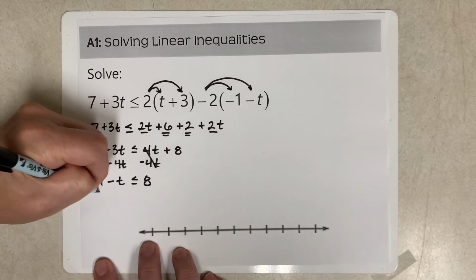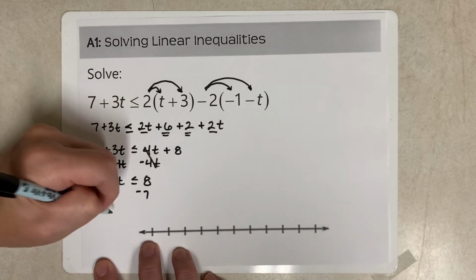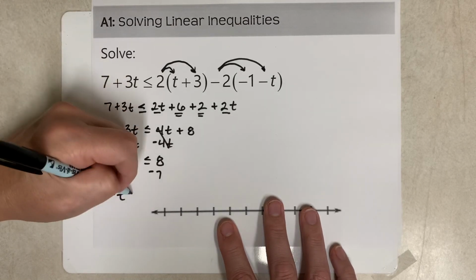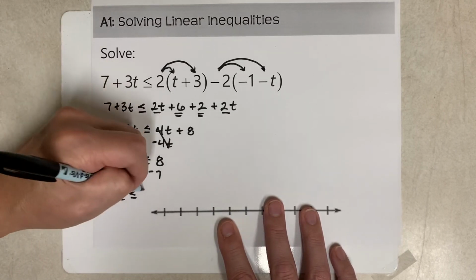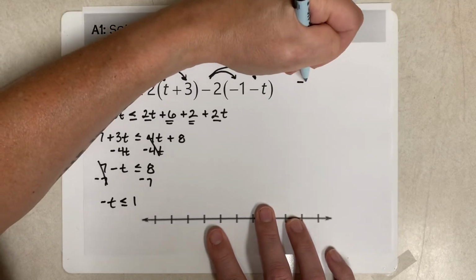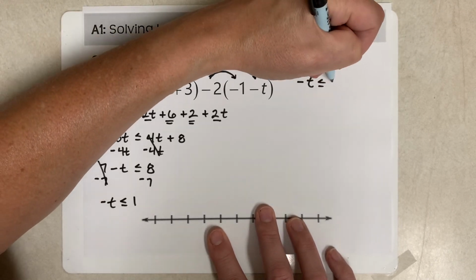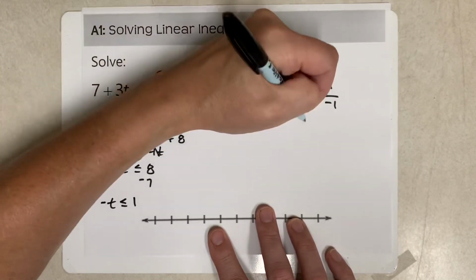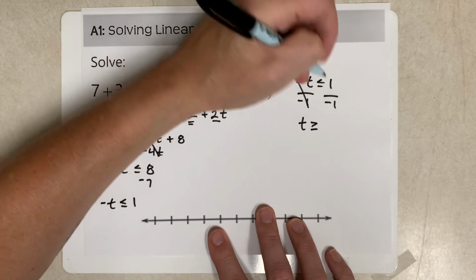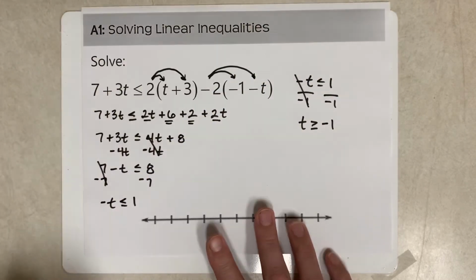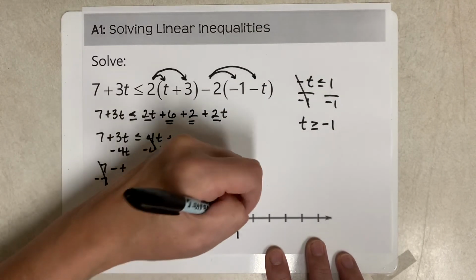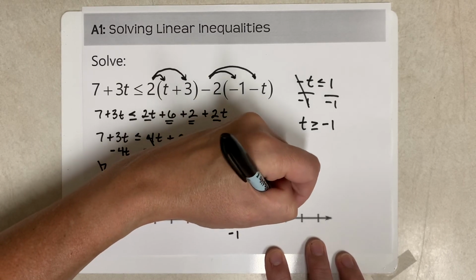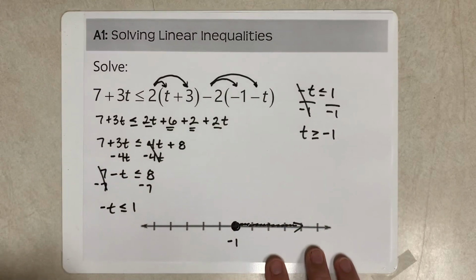So now I'm going to subtract 7, and I get negative t. I'm kind of running out of room here, but negative t less than or equal to, and that would be 1. But I really need that to be a positive t. So I'm going to divide by a negative, which tells me to flip the symbol. And 1 divided by negative 1 is negative 1. So I need a negative 1 right in the middle with a closed circle, shaded to the right. Just like that. And there it is.